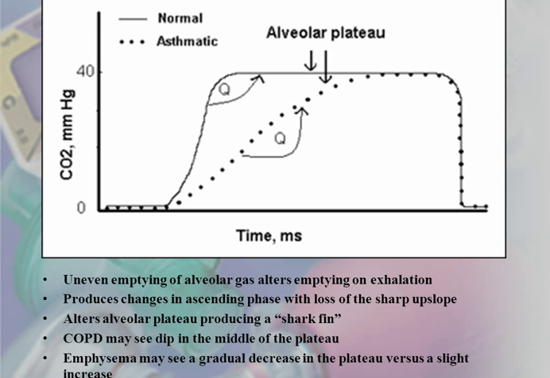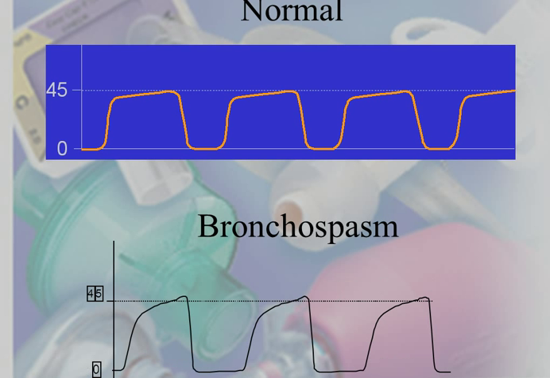Okay, so this is basically what they call shark finning. It says uneven emptying of the alveolar gas alters emptying on exhalation, produces changes in the ascending phase with the loss of the sharp upslope. It alters the alveolar plateau, producing a shark fin. COPD may see a dip in the middle of the plateau, and then emphysema may see a gradual decrease in the plateau versus a slight increase. You've got a decent picture right there at the bottom of the bronchospasm or the shark fin. That's just the incomplete emptying at the end.